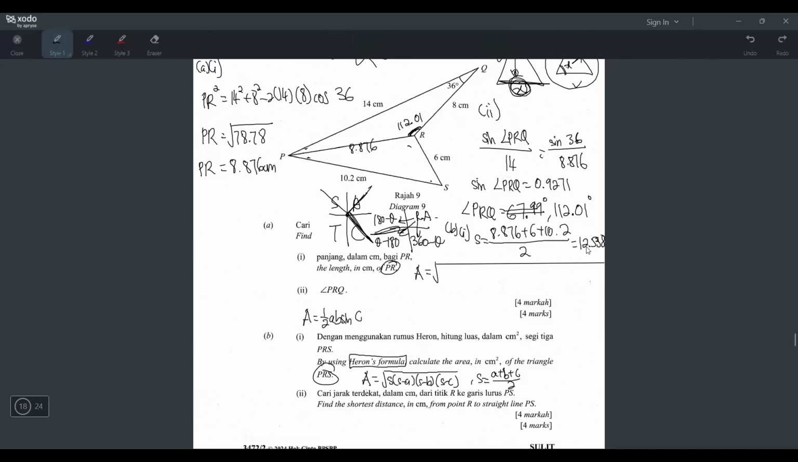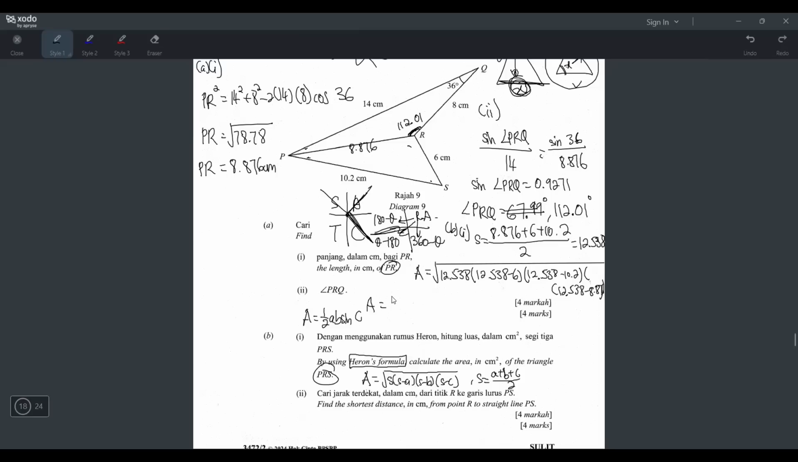S bracket S minus a. So S is 12.538. And what you have to do now is take 12.538 minus all the sides. So let's minus 6 first. So 12.538 minus 6. And then the other bracket is 12.538 minus the next side, 10.2. And then the last one, 12.538 minus the last side, 8.876. It means every side has to be subtracted one time like this. So your area will come out as the answer here.